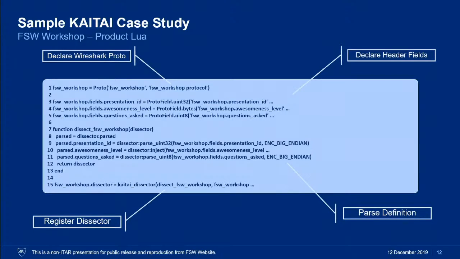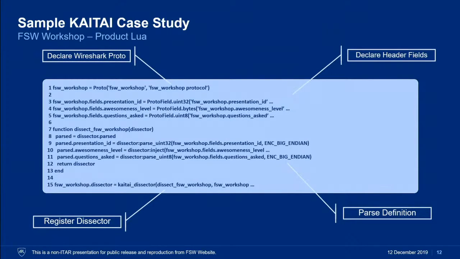And it pretty much declares a Wireshark protocol. It initializes the header fields, because the Wireshark plugin ecosystem has a concept of a header field. It's sort of like declaring a variable. It specifies which strings can be present in your Wireshark UI, what fields are searchable in Wireshark. And then we have our actual dissector that gets executed when this message is picked up by the application, and it strips off the 4-byte presentation ID, strips off the two 2-byte quantities for the awesomeness level by calling a different Wireshark dissector, and then it strips off the questions asked.